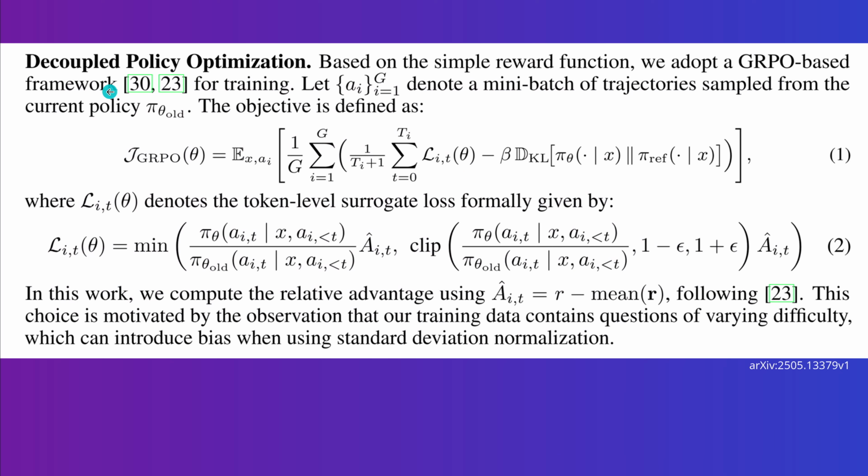So here we have it now, a decoupled policy optimization, a simple reward function, GRPO-based framework. The objective is defined in a classical way, token level surrogate loss, formally, beautiful, yes. And now have a look at the advantage function. Look how easy it is now. You see, a completely different function now.